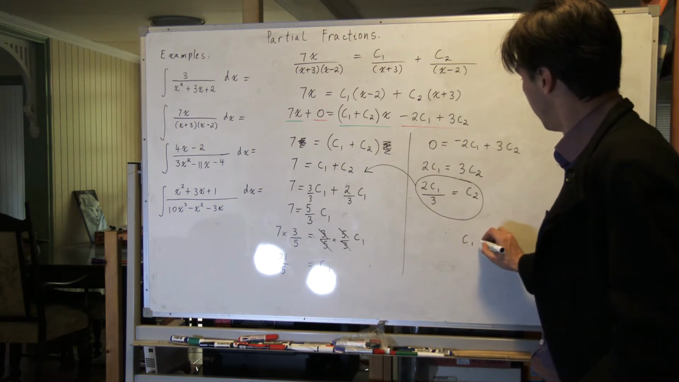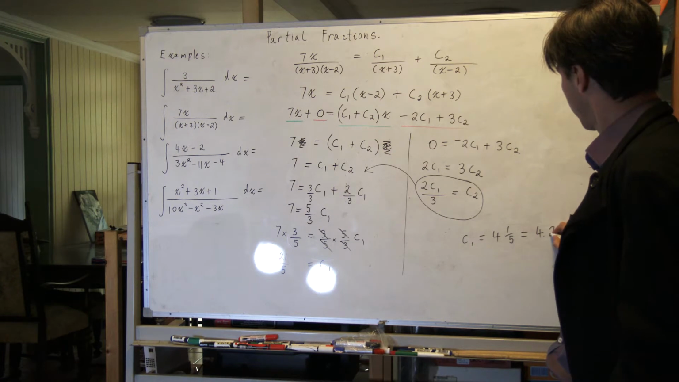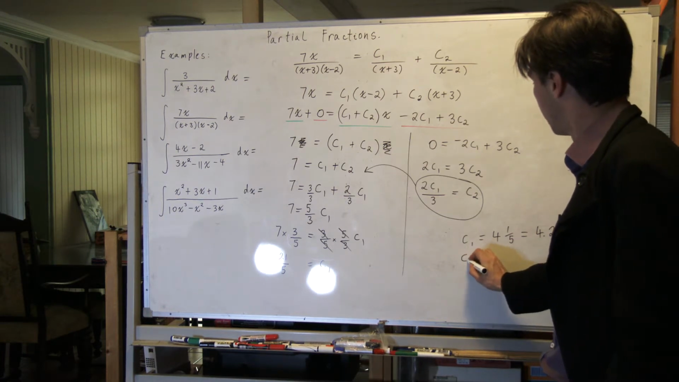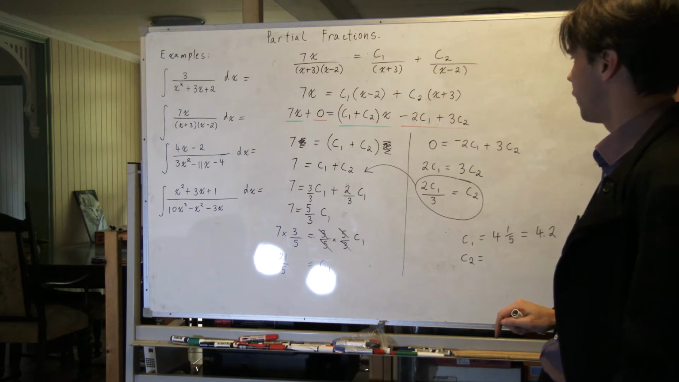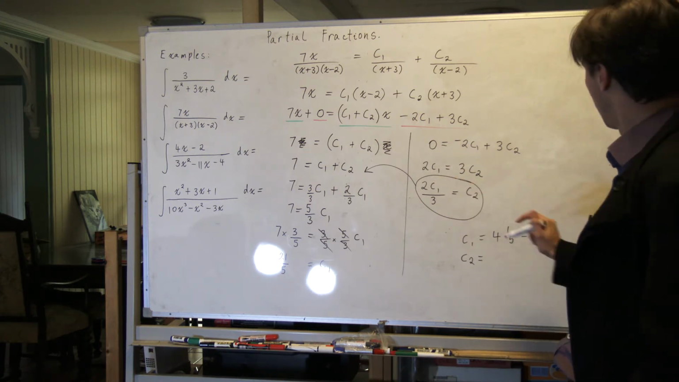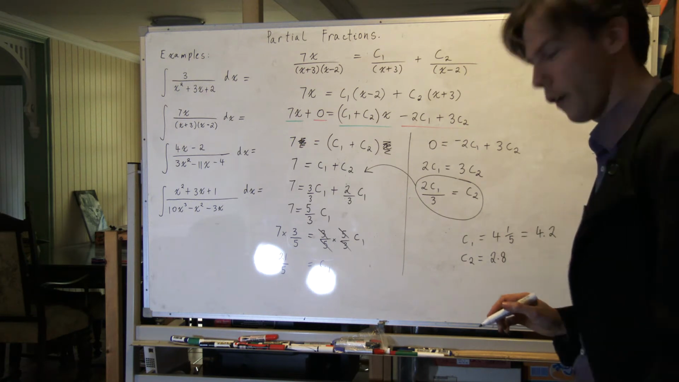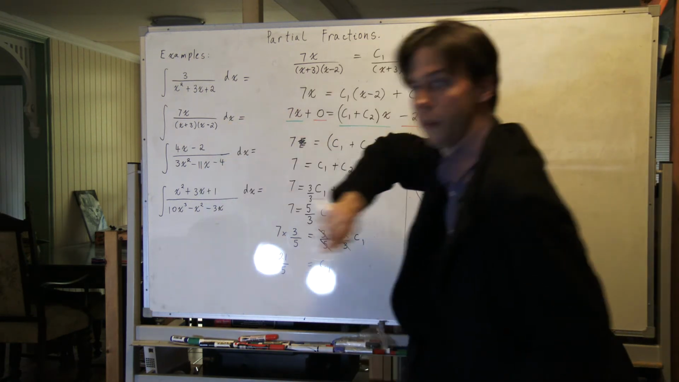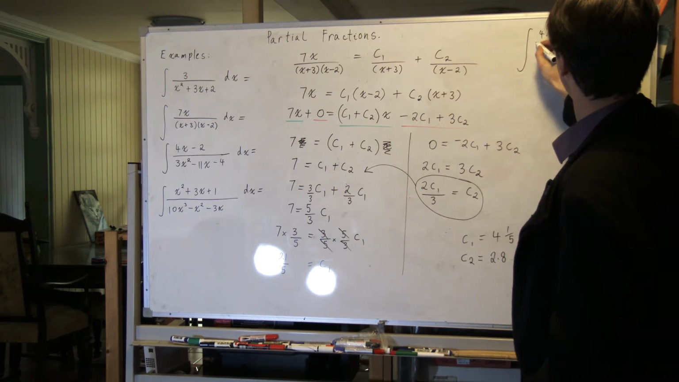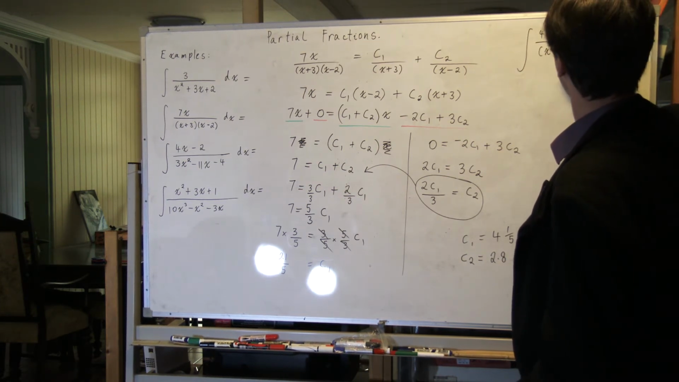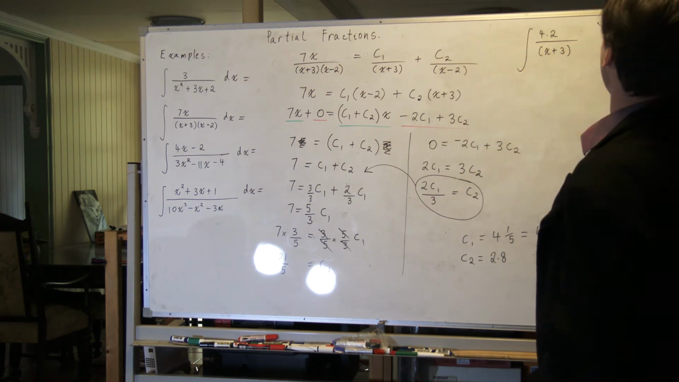So c1 is 4 1/5, which is 4.2, if you like. And c2, well, because they both add together to give 7, then c2 will be 7 minus 4.2, which is 2.8. Okay, so our fraction over here becomes, now we're taking the integral of 4.2 over (x plus 3) plus 2.8 over (x minus 2).